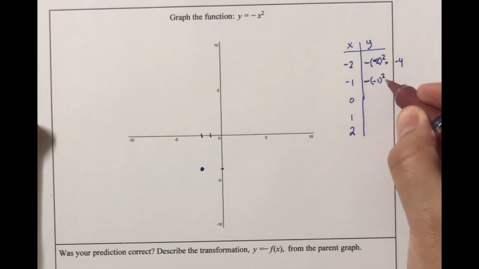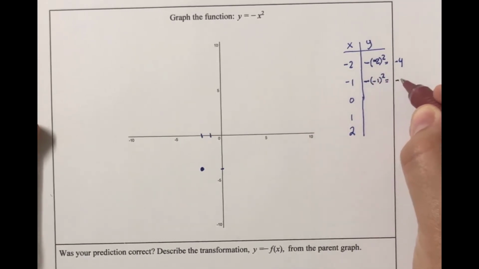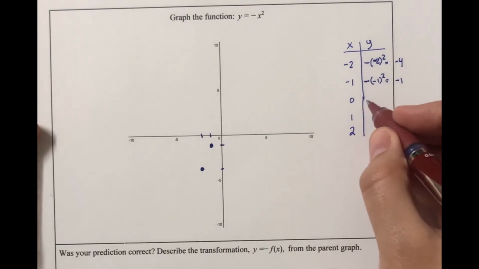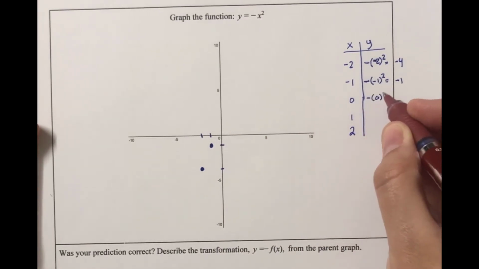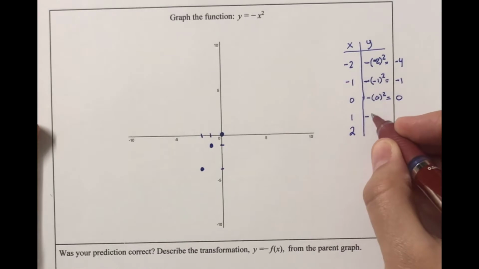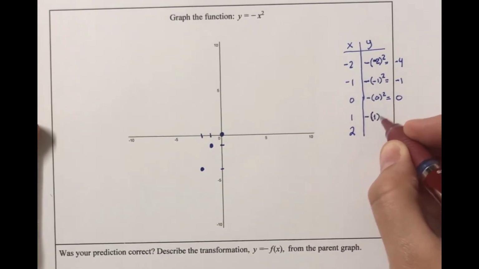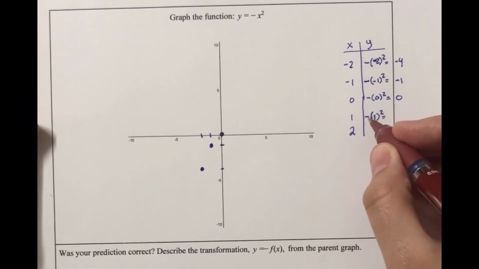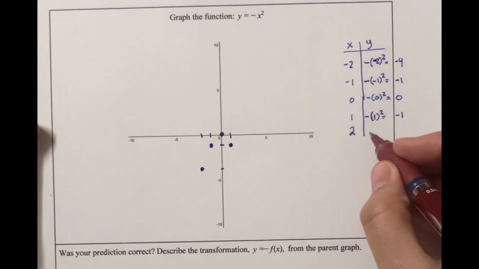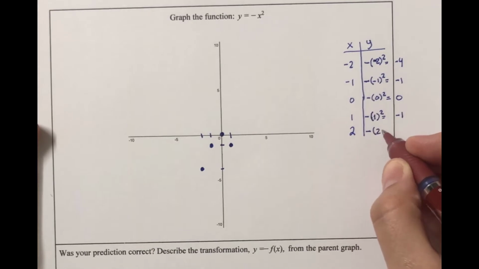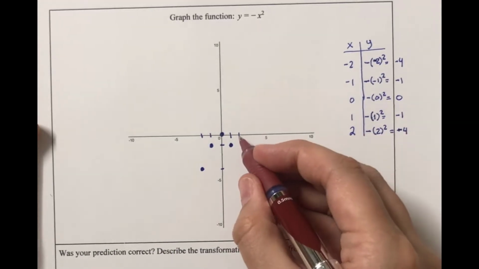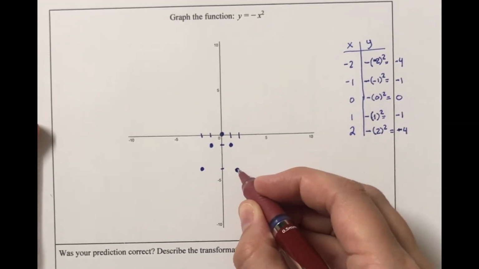Okay, negative 1, when I plug that in, I still have my minus out front from before, and then negative 1 quantity squared becomes positive 1, but then the negative is still out front, so negative 1. So negative 1, comma, negative 1. 0, well 0 squared is still 0, and with a negative it doesn't change anything, it's still 0. If I plug in 1, I get negative and then 1 squared, which is positive 1, but then there's still a negative out front, so that's negative 1. So 1 comma negative 1, and when I plug in 2 I have negative, and then 2 squared is 4 with the minus is negative 4, so that's 2 comma negative 4.